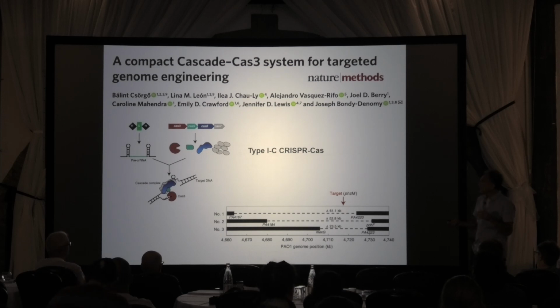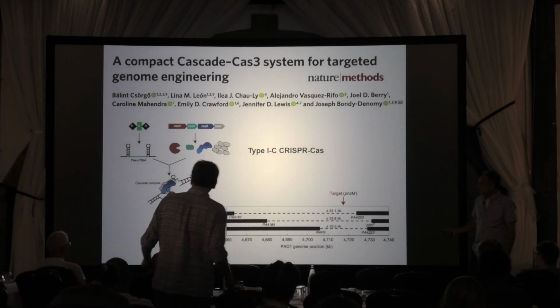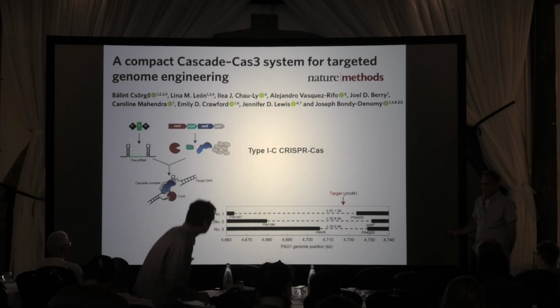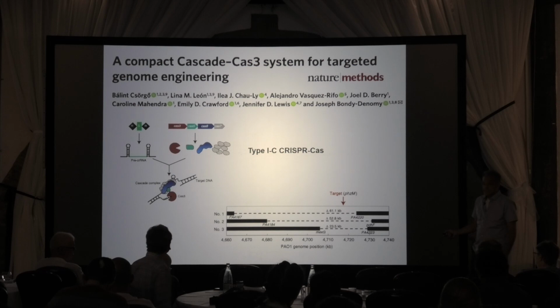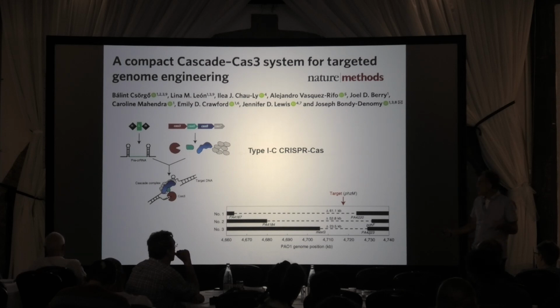But these type 1 systems recognize DNA in the same way. They have a complex with Cas proteins that binds to the guide RNA and recognizes whatever you program it to recognize. They bind the DNA, but instead of just making a cut, this system recruits a helicase nuclease called Cas3. And this helicase nuclease is a real lawnmower of DNA. Once it gets recruited to the DNA, it just goes wild and chews in both directions.